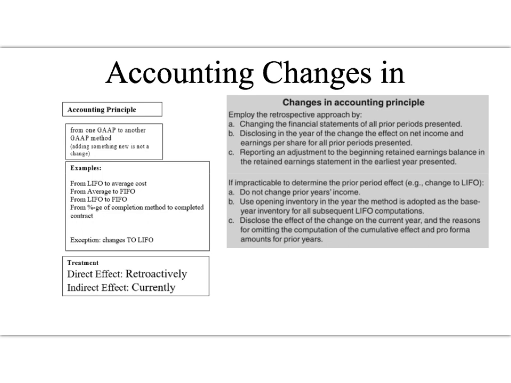Okay, so again, what does it mean retrospectively? So here is a little explanation. You will have to change financial statements in all prior periods presented, as if you've used that method all along. You'll have to disclose in the year of the change the effect on net income and earnings per share in all prior periods presented. So your current year financial statements will be quite lengthy because you'll have to explain the change, the cumulative change in net income and earnings per share.